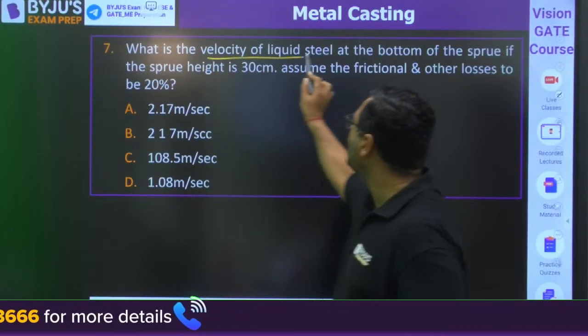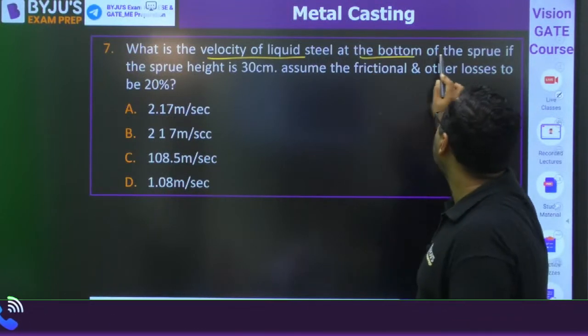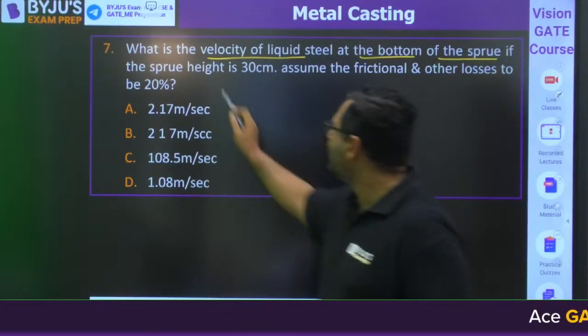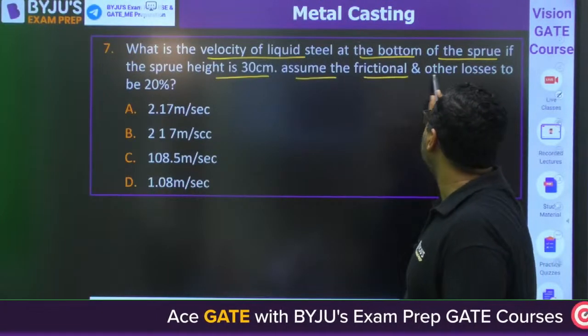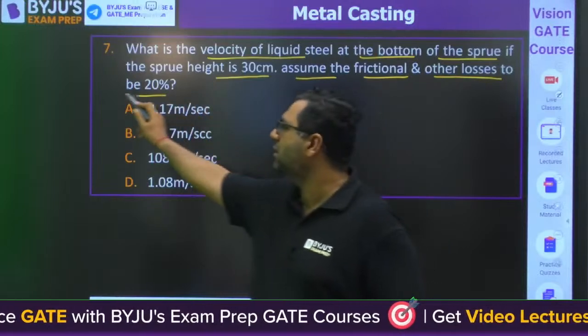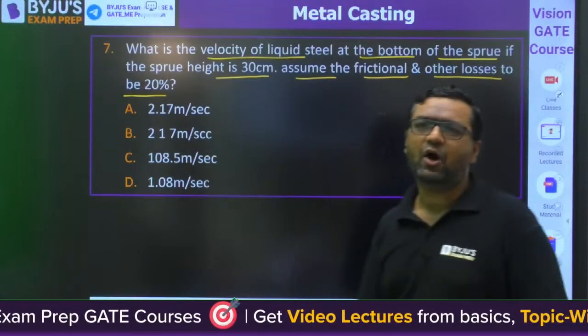What is the velocity of the liquid steel at the bottom of the sprue if the sprue height is 30 centimeter? Assume that frictional and other losses are 20%. So if losses are given, then how will you go about it?